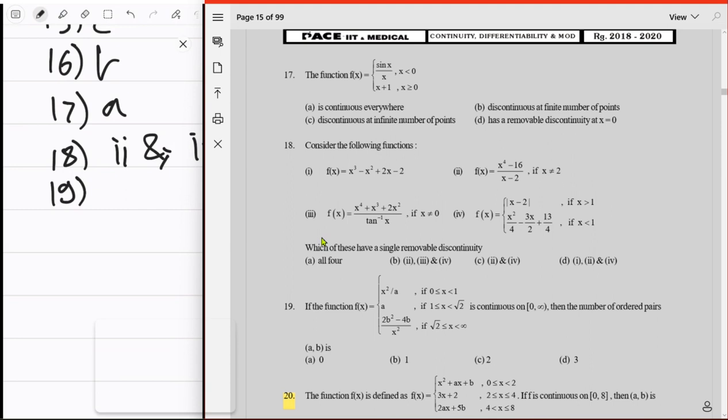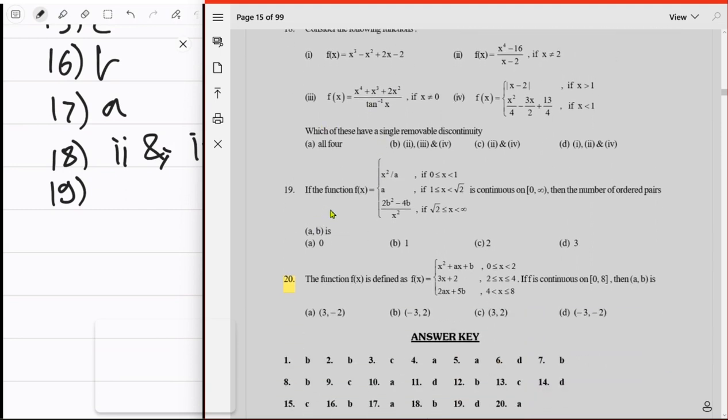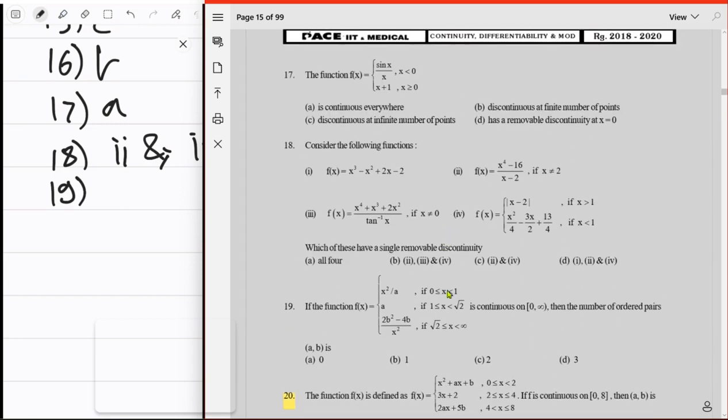19th. I'm sorry, if the function f(x) equal to this thing is continuous on 0 to infinity, then the number of ordered pairs a comma b is. So basically, where is this continuous, right? Okay, if it continues throughout 0 to infinity, then what should a and b be? Okay, and the number of ordered pairs. So first you got x squared upon a, then you got a. So it's from 0 to 1. That's good. It's defined in that range.